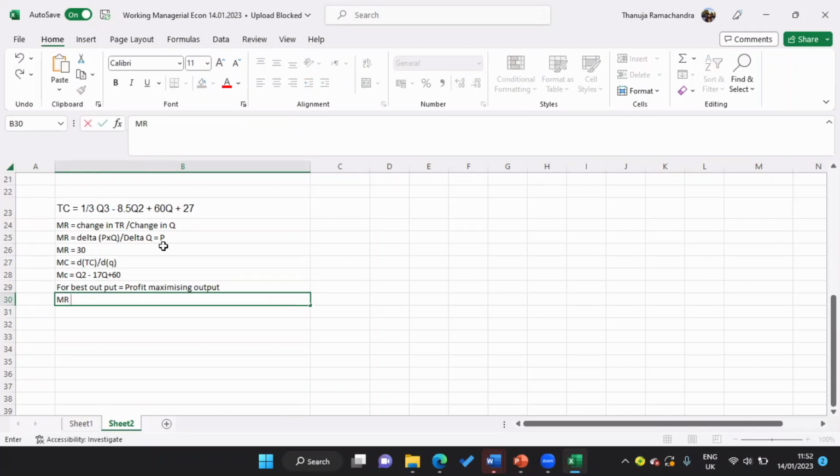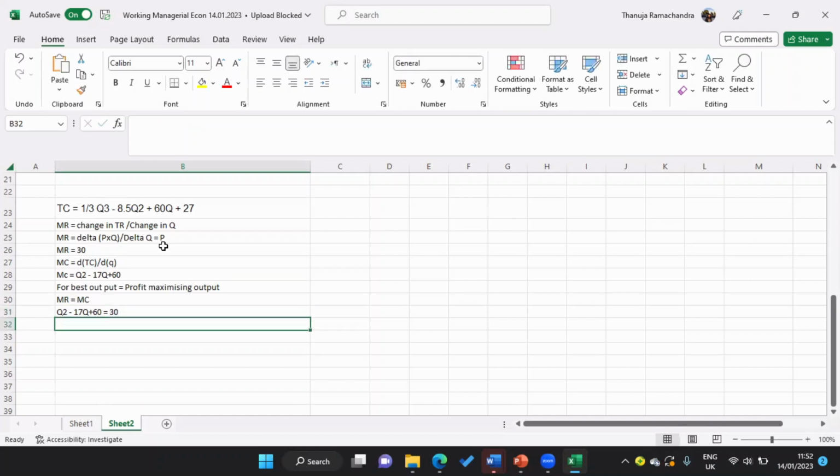MR is equal to MC. So Q squared minus 17Q plus 60 equals 30. So 60 minus 30, 30. So it's Q squared minus 17Q plus 30 equals 0. So how much is Q?